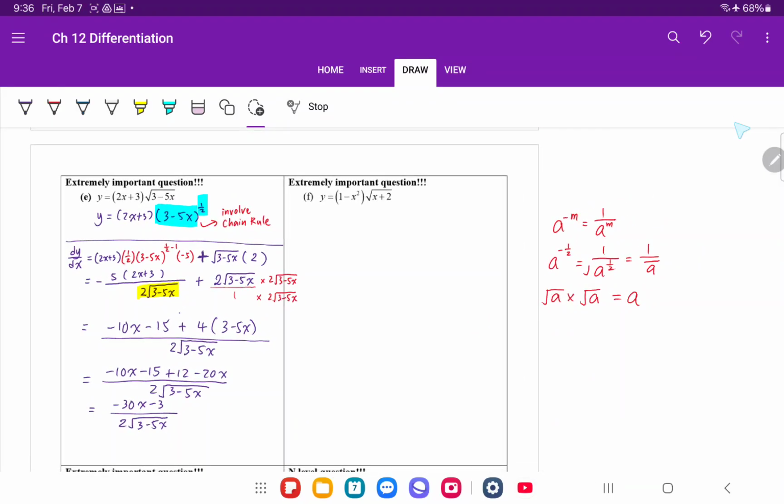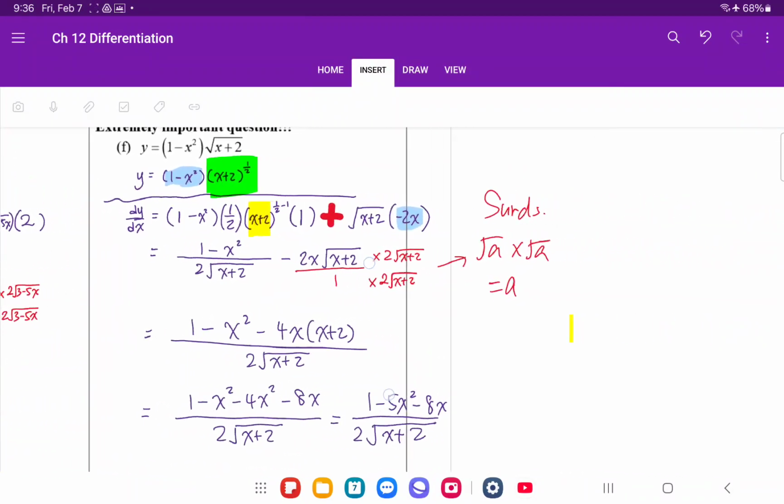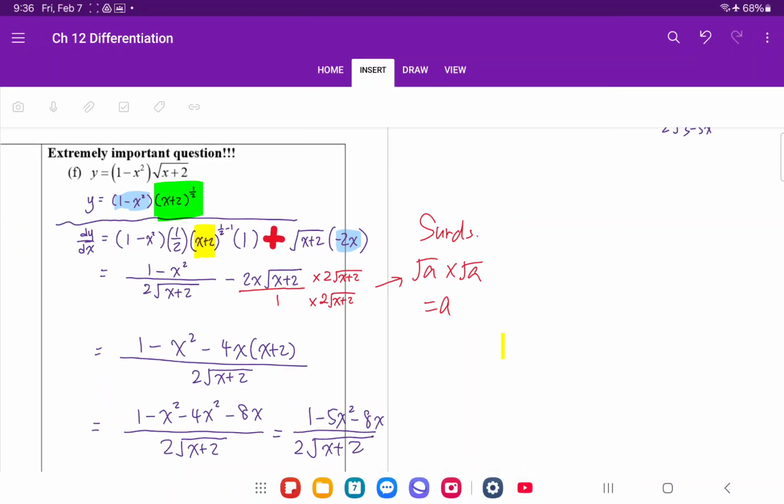You may start now. Okay, let's begin. This is the solution for part F. Can you check if you have done everything correctly? And your final answer is as such.